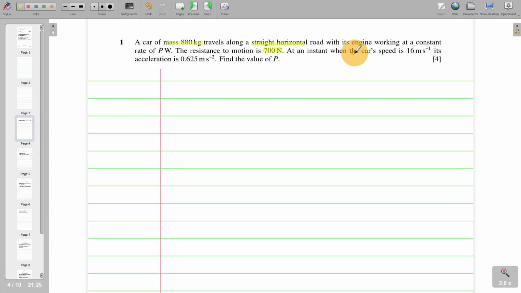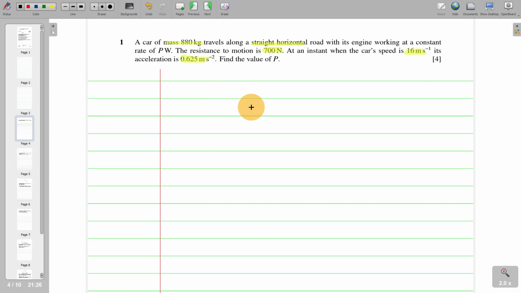At an instant when the car's speed is 16 meters per second, its acceleration is 0.625 meters per second squared. Find the value of P, that is the power of that engine.